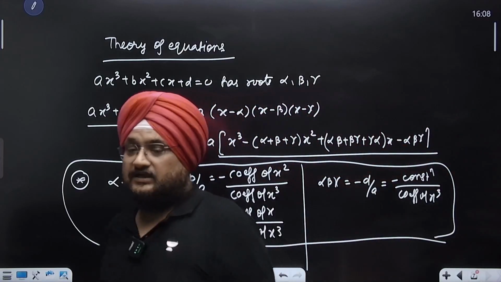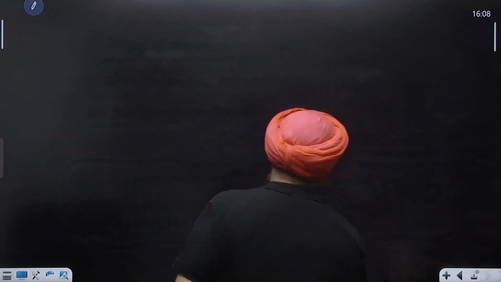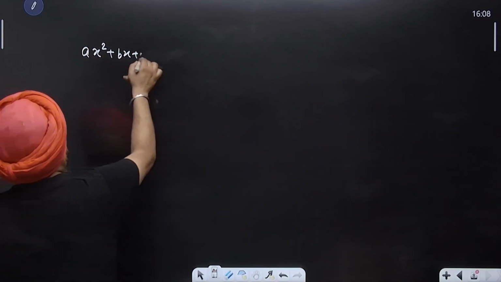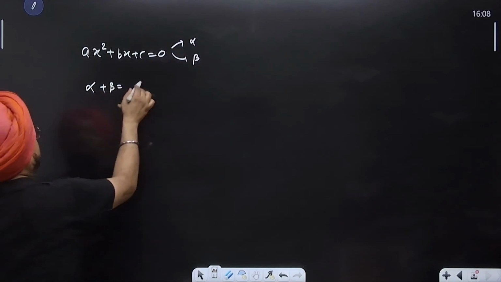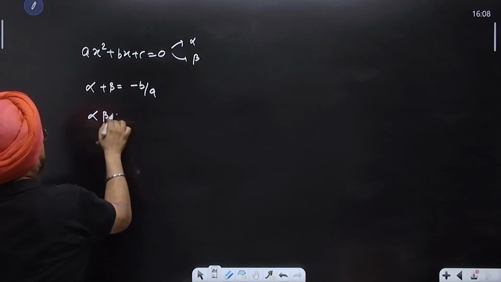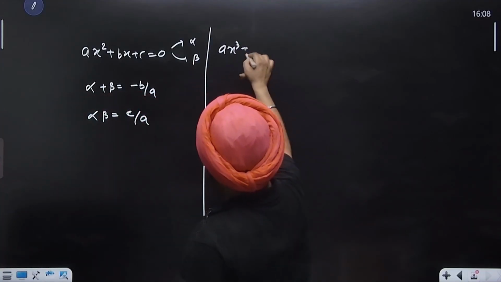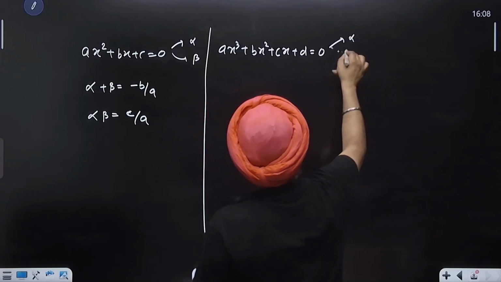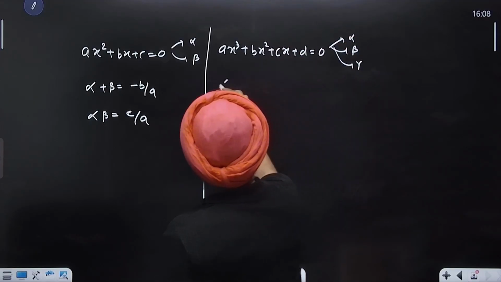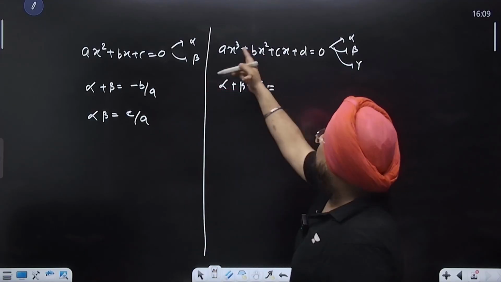We can see the pattern of the relation between roots and coefficients in polynomial equations. Let's start with the quadratic. It had two roots. The sum of roots was minus b by a, the product of roots was c by a. Now we have seen that for the cubic equation, if it has roots alpha, beta, gamma, then the sum of roots alpha plus beta plus gamma is minus b by a.